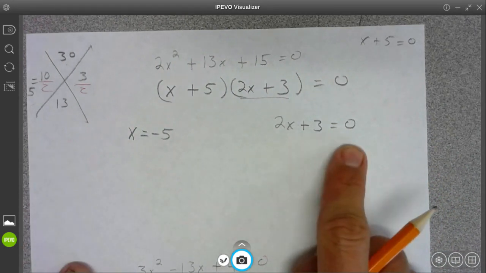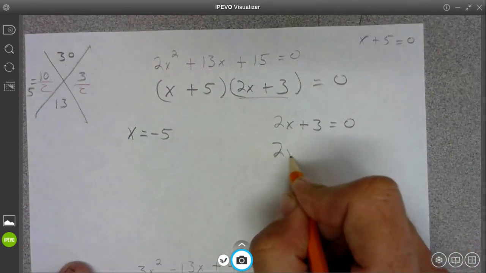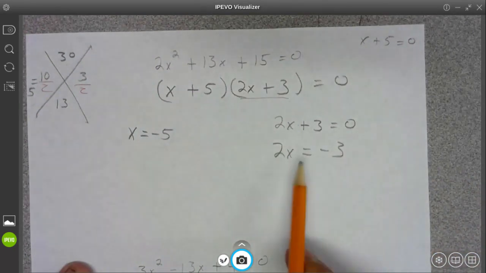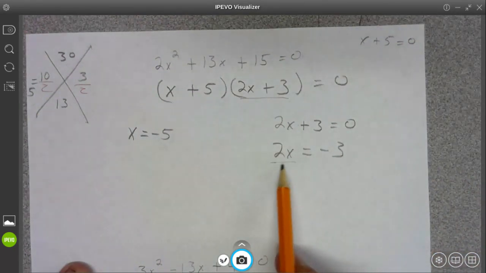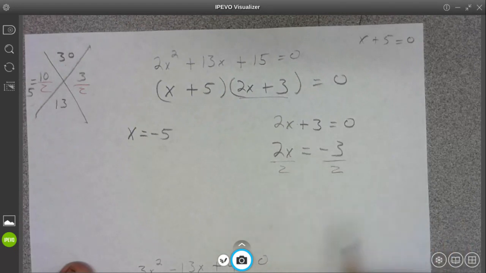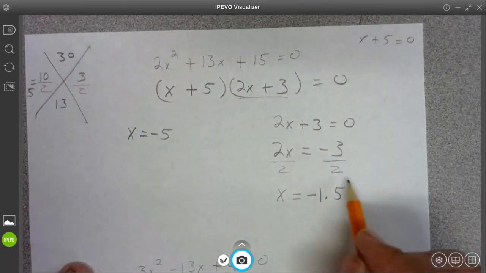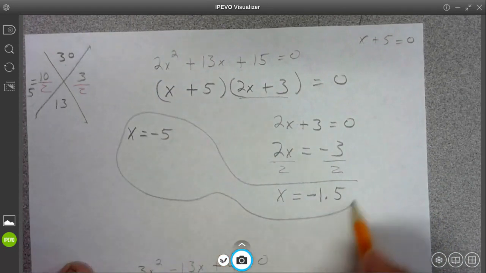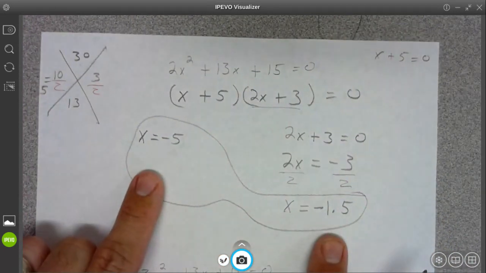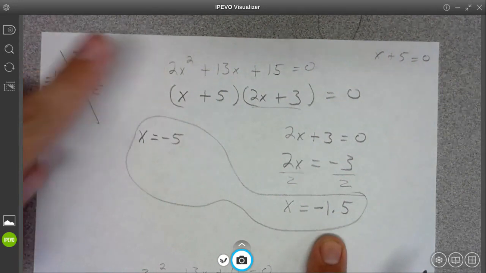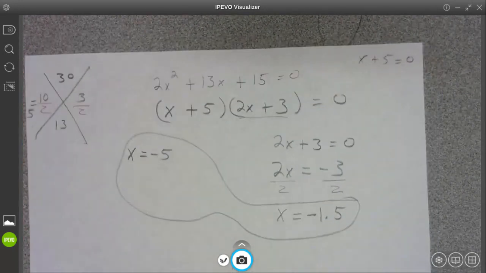So minus 3 on both sides. 2x is equal to negative 3. And then divide by 2. And you'll get negative 3/2 for your answer. Or if you wanted to make it a decimal, negative 1.5. Those are your two answers. Bam. Plug them into the original if you want to. Plug them in and make sure that they work.